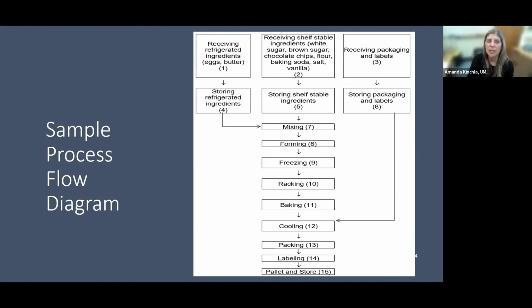We have different ingredients receiving, right? We get our refrigerated butter and eggs. Then we have a whole cohort of dry goods. And then we have things that could go out into our warehouse, like our labels and packages. Along the way, we mix this product, and then it gets formed and then frozen for shaping, and then later gets baked, cooled, and packed.